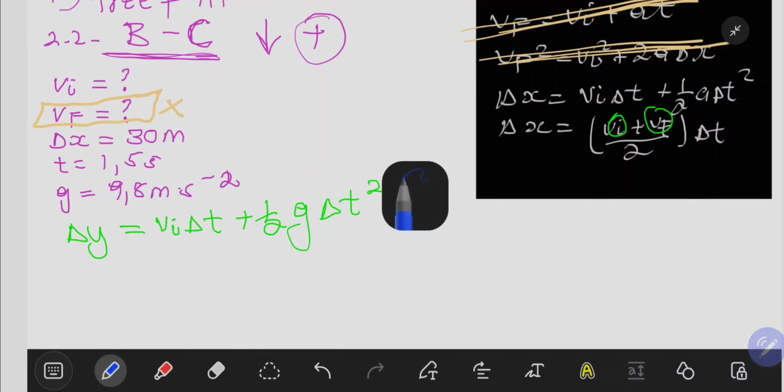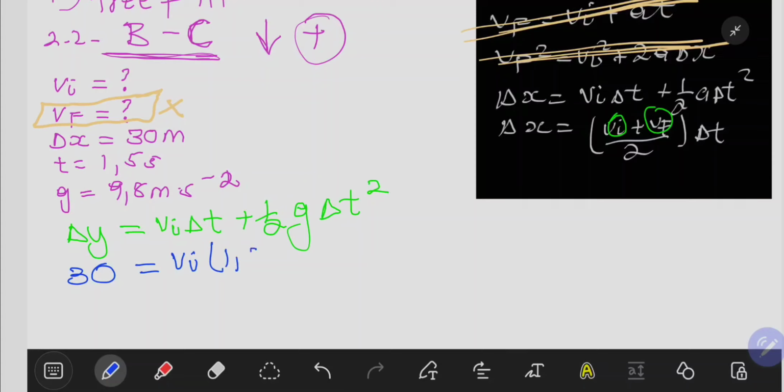All right, so we can substitute our change in y, or displacement, which is 30 meters, which is equal to, we are looking for the initial velocity, then our time is 1.5 seconds, then plus half of our gravitational acceleration, which is positive 9.8, then we multiply that by 1.5 seconds, and we square that time there.